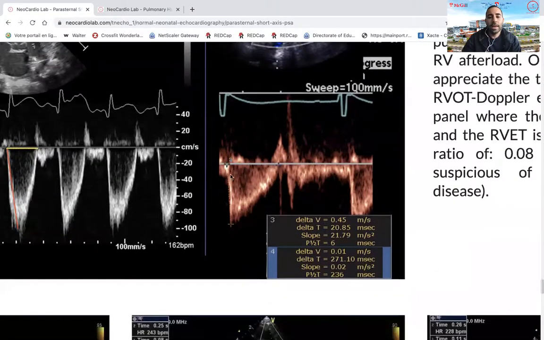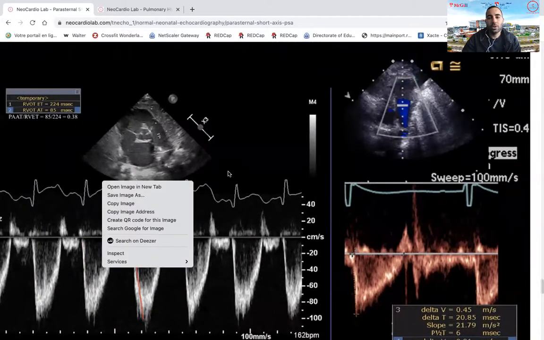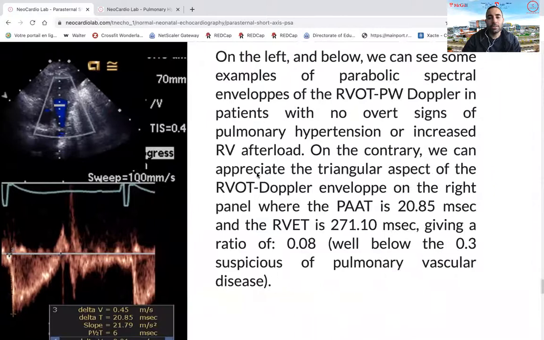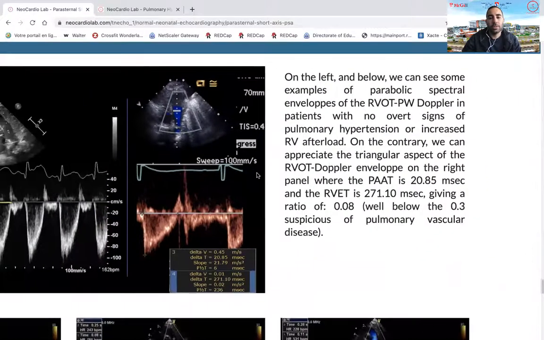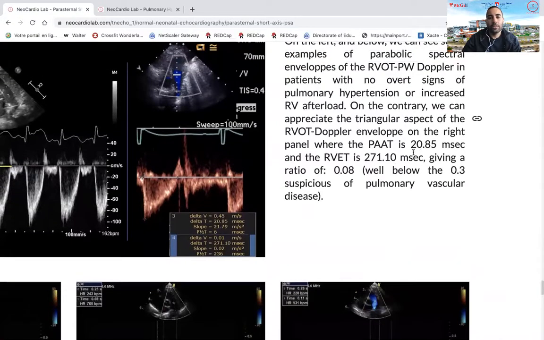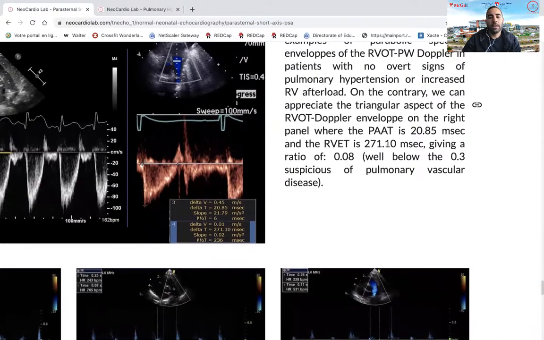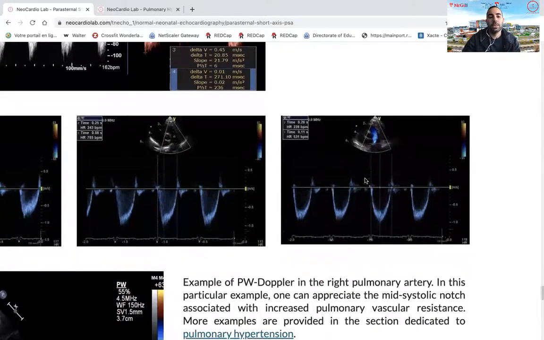This patient, though, has a much shorter acceleration time. So you can see that the acceleration time is 21 milliseconds, and the ejection time is 271 milliseconds. And so as afterload increases, you would have a decrease in this ratio. So in this context, 20 divided by 271 would be a ratio of 0.08, and a normal ratio would be considered 0.3. So anything below 0.3 would be considered abnormal.